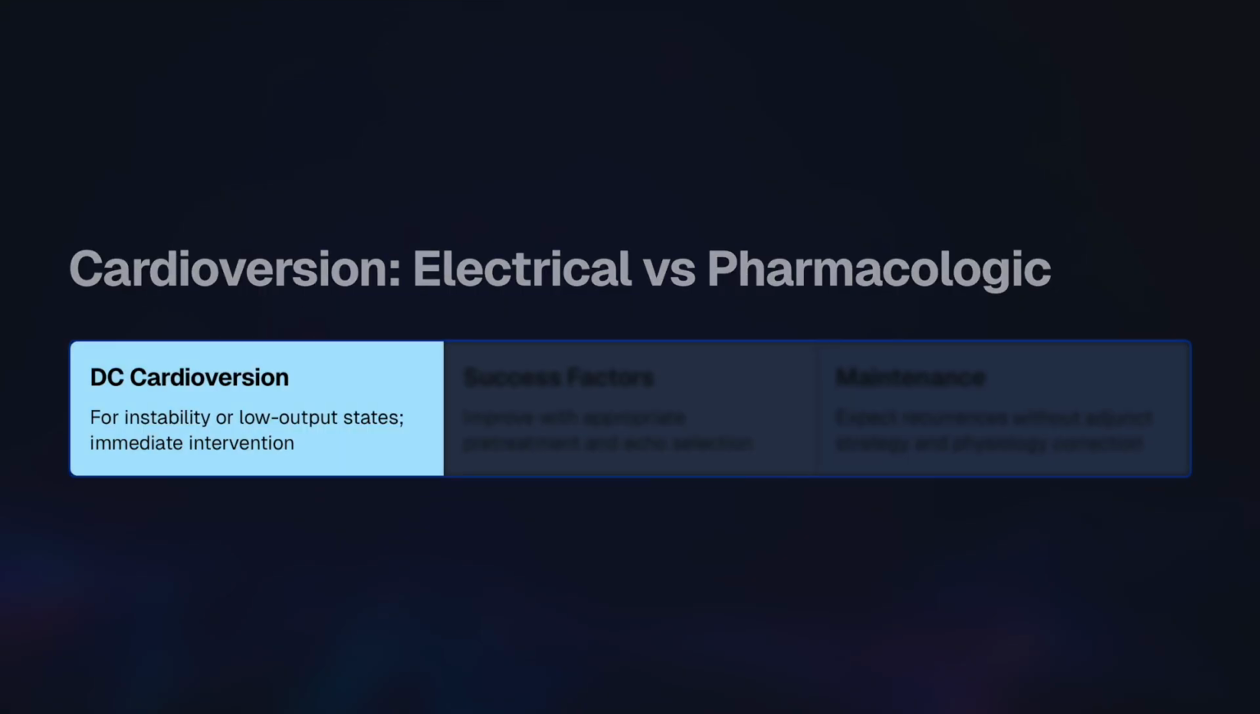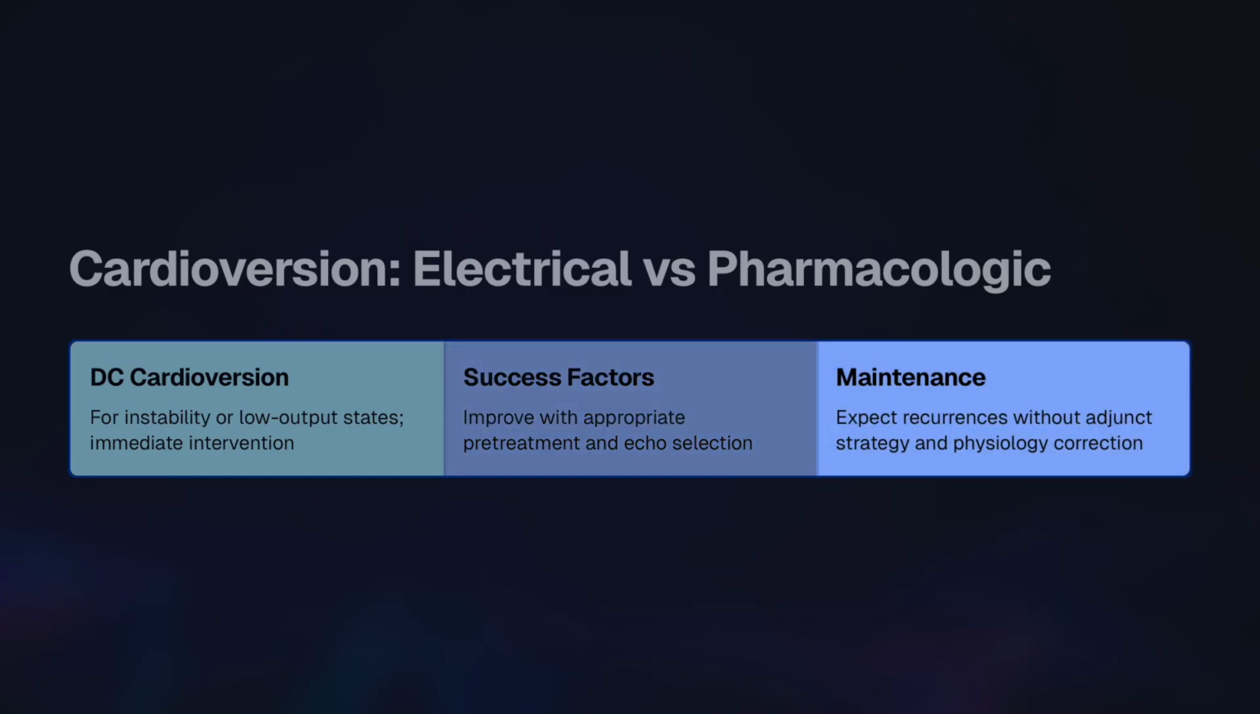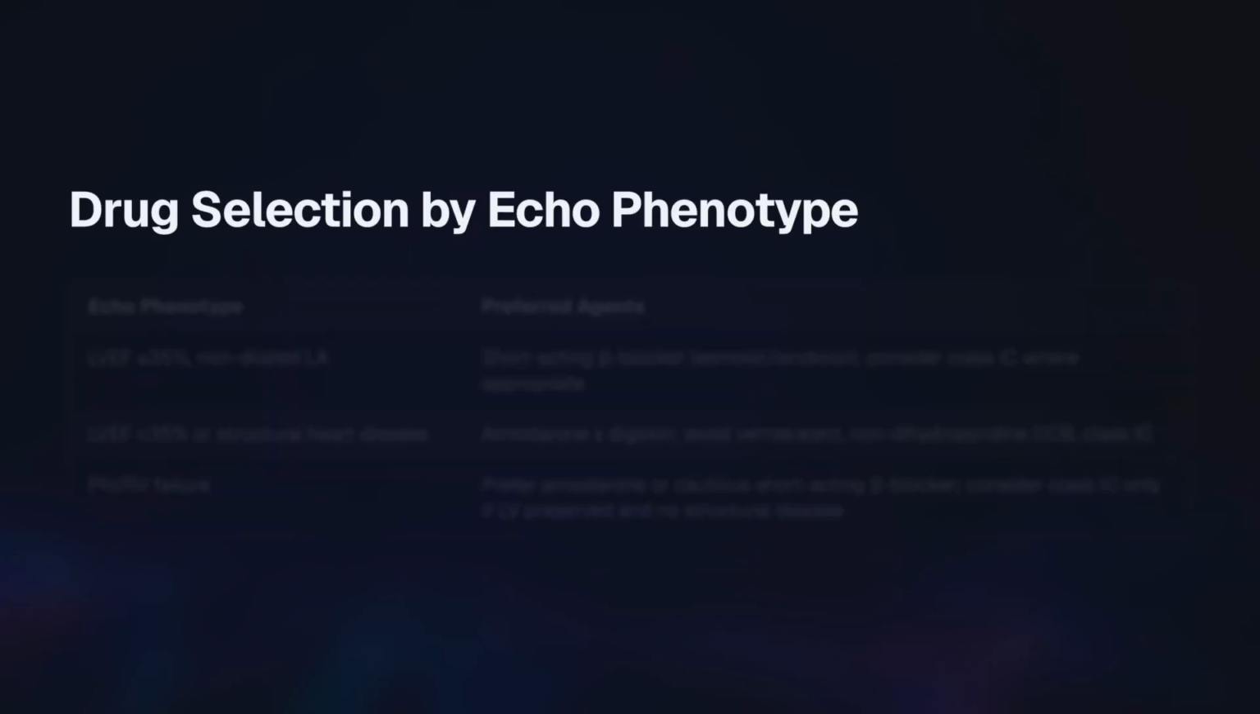Regarding cardioversion, the DC cardioversion for instability or low cardiac output state, immediate intervention is required. Success improves with appropriate pre-treatment and echo selection. Expect recurrences without adjunct therapies and physiological corrections.